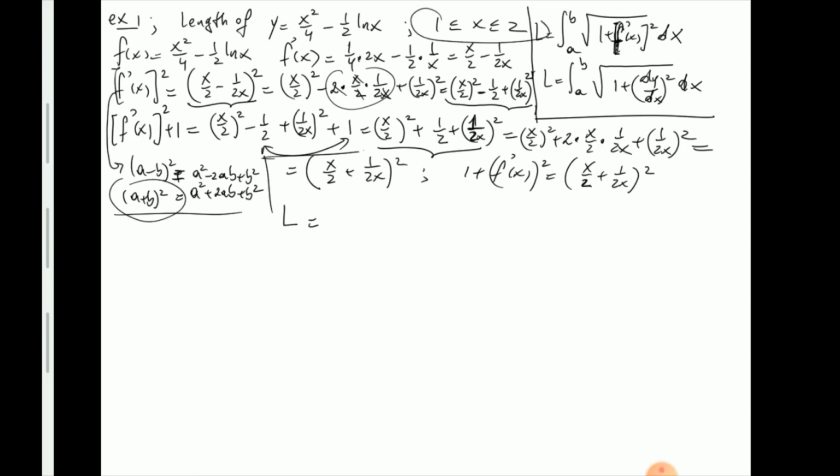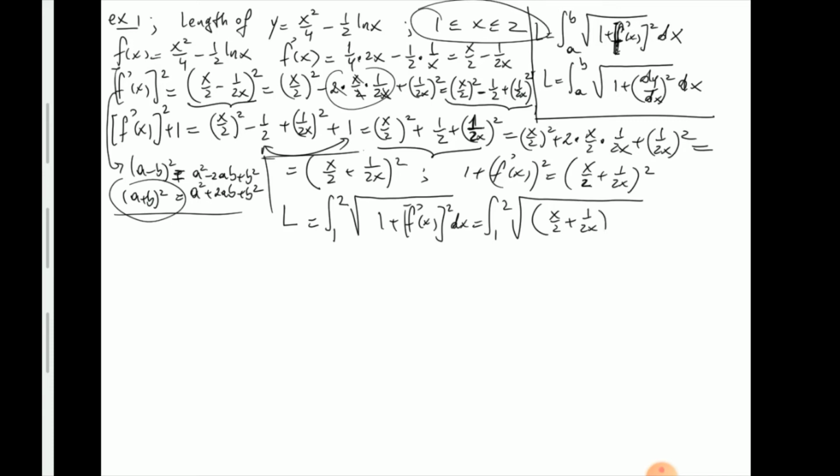So the interval of integration is 1, 2. The formula is the square root of 1 plus f prime of x squared, which simplified into x over 2 plus 1 over 2x, squared. That allows me to simplify the square root with the radical.